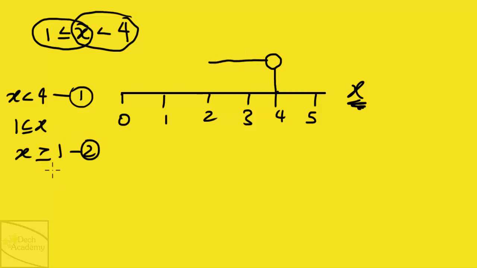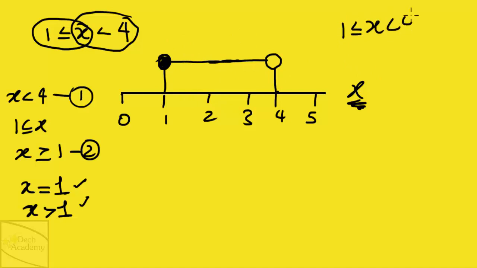For x is greater than or equal to 1, we have to show that x can equal 1 and x can be greater than 1. So the inequality x is greater than or equal to 1 can be broken down further into this and this. X equals 1, show this with a vertical line with a shaded circle. For x is greater than 1, a line pointing towards the right of 1. And thus this inequality represents 1 less than or equal to x, which is less than 4.